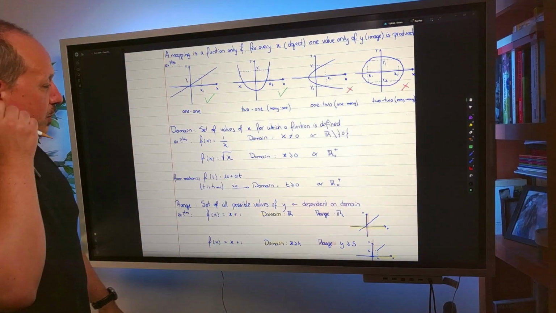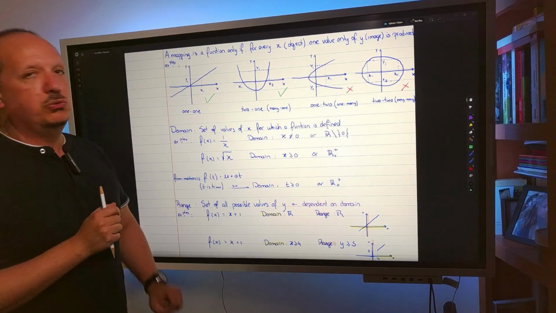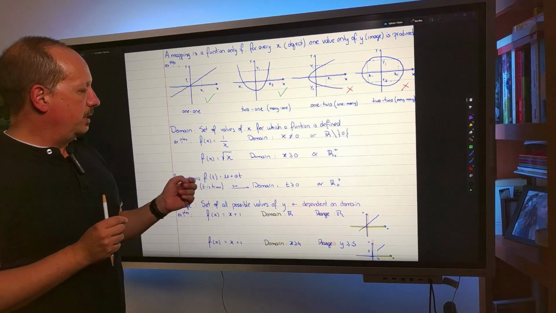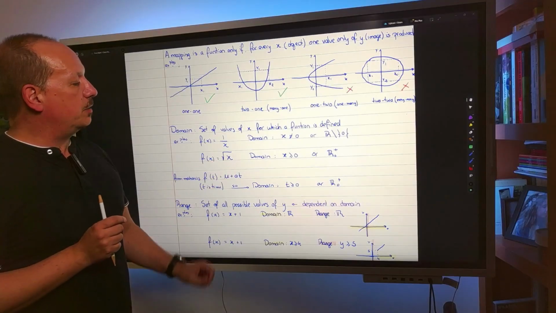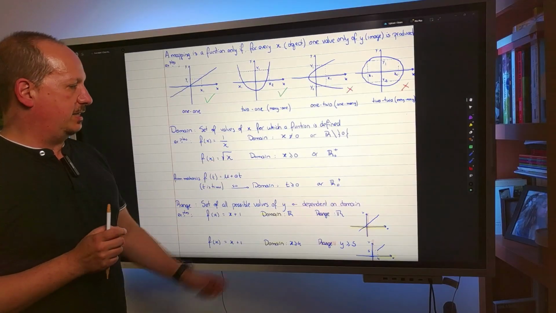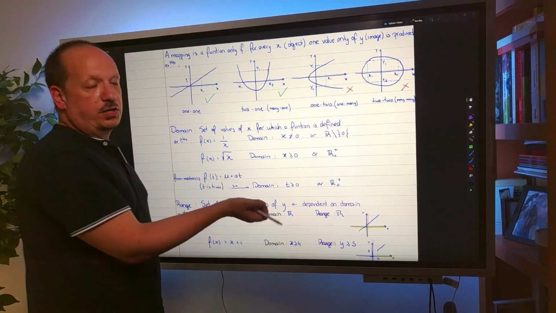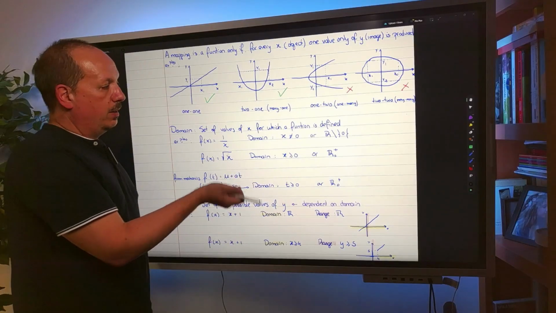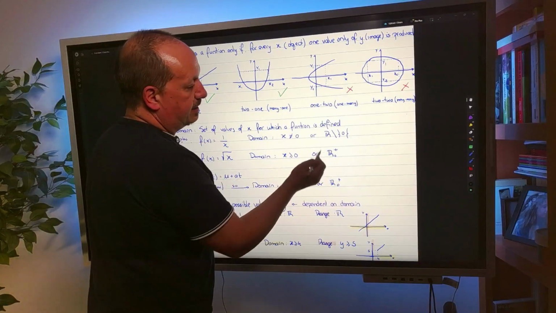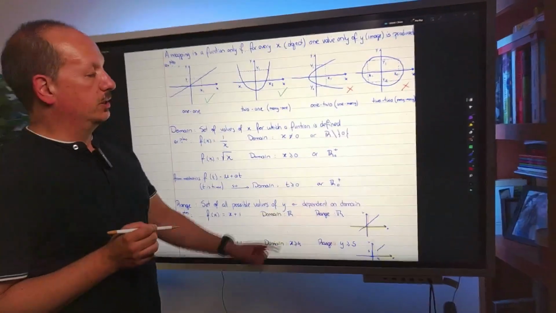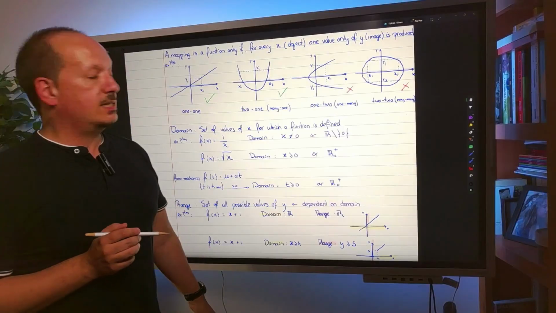For example, if you have f of x equals the square root of x, then here the problem is bigger because x cannot be negative. So how do you write this? You write that the domain is x is positive or 0, it still can be 0. Or you write it like this, this is a subset of the real numbers that includes 0 and is positive.